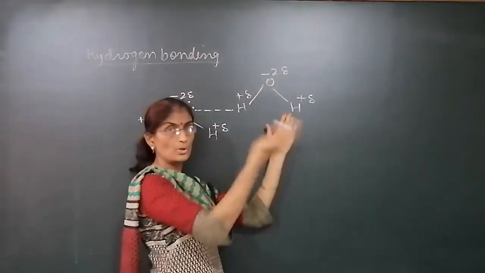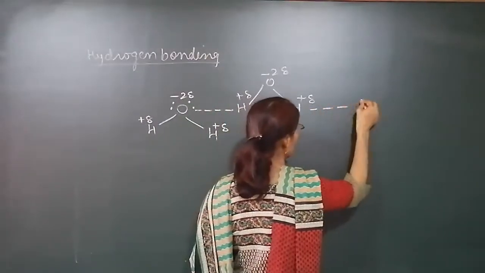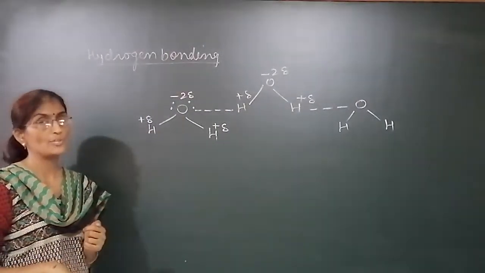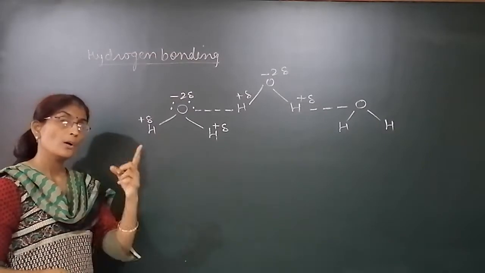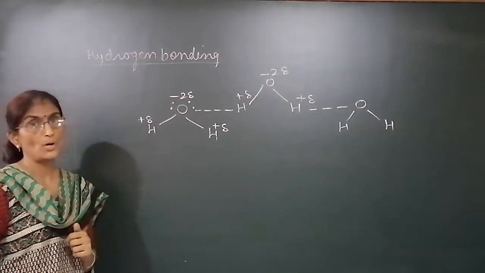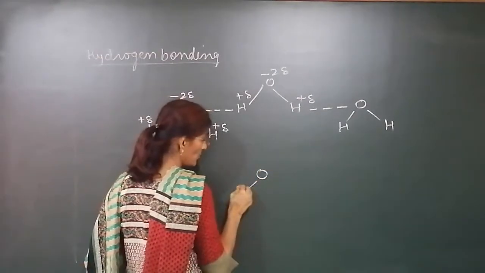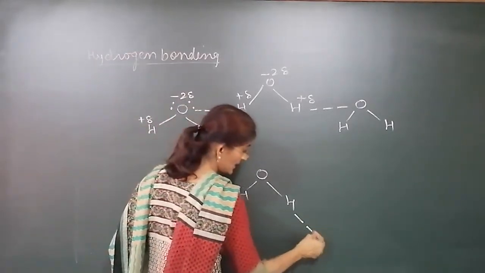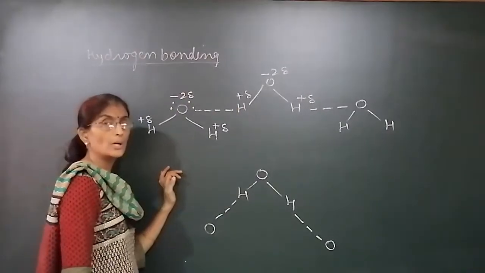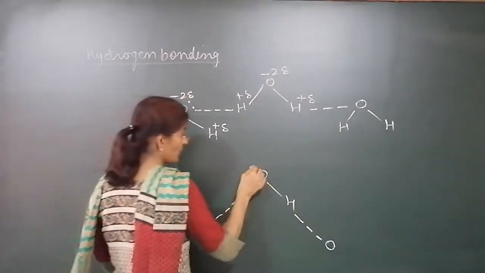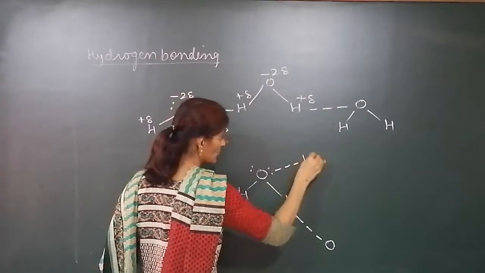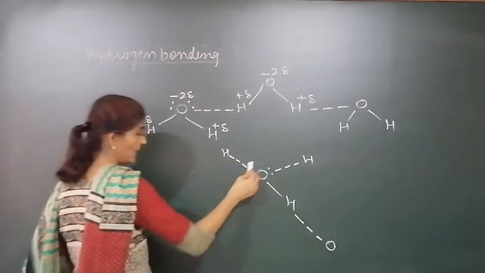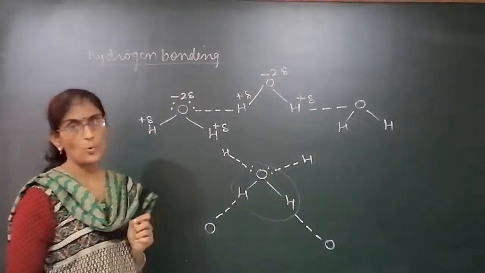This hydrogen also combines with oxygen of another molecule like this, O, H and H. So water is also forming intermolecular hydrogen bond. One water molecule is joined with 4 water molecules to form hydrogen bonds. How? This is one water molecule. On this side it forms hydrogen bond with oxygen of another water molecule. On this side also with oxygen of another water molecule. 2 lone pairs are there, which will combine with hydrogen of another water molecule. So one water molecule can form 4 hydrogen bonds.